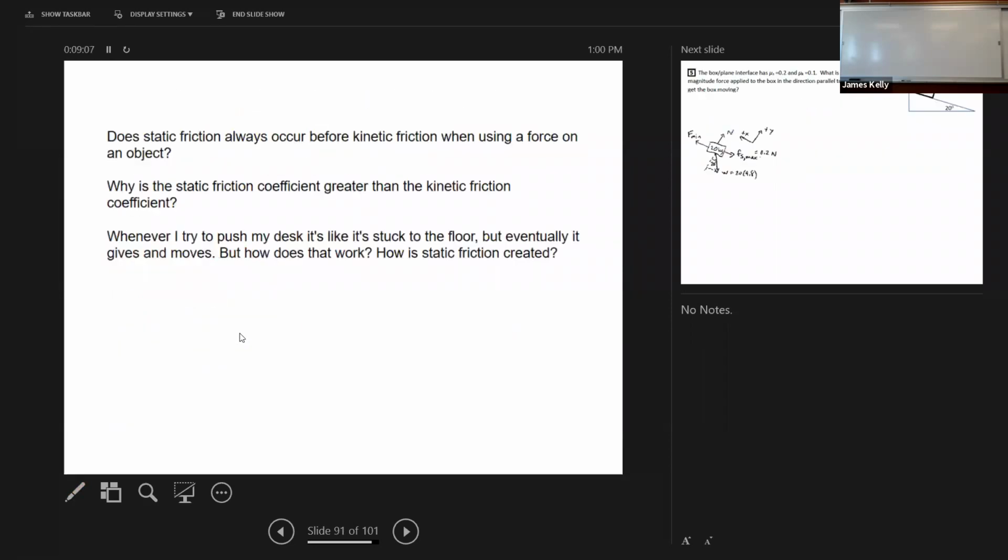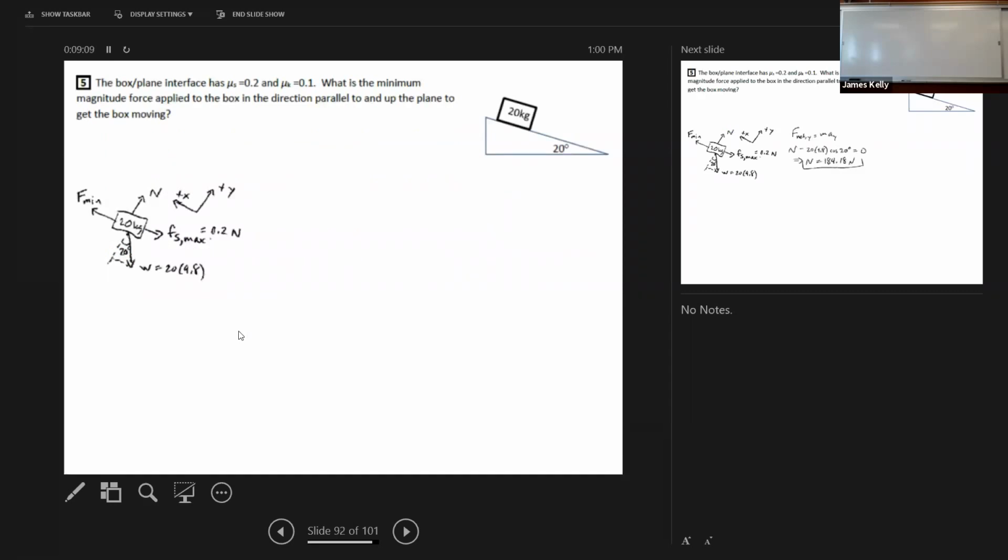There's a problem that I think I went through in the videos, but let's go through it again because things get slightly more complicated than we had with the inclined plane with no friction. So again, we're given both coefficients of friction, kinetic and static, between a box and an inclined plane that it's perhaps going to slide on. What's the minimum magnitude force applied to the box in the direction parallel to and up the plane to get it moving?